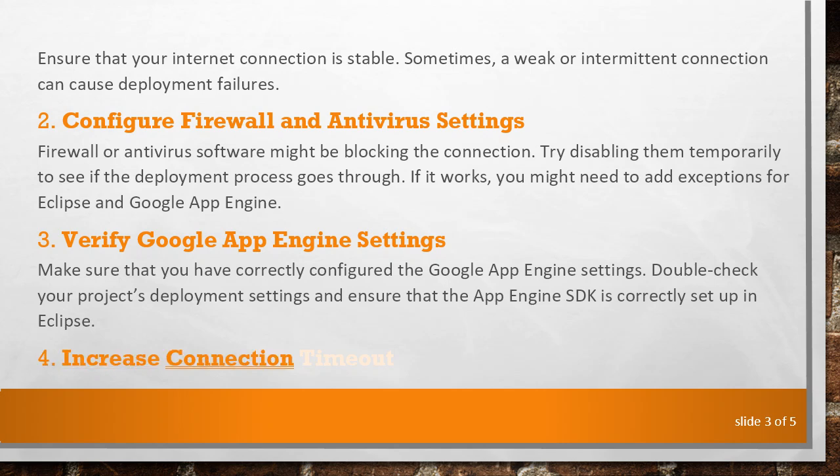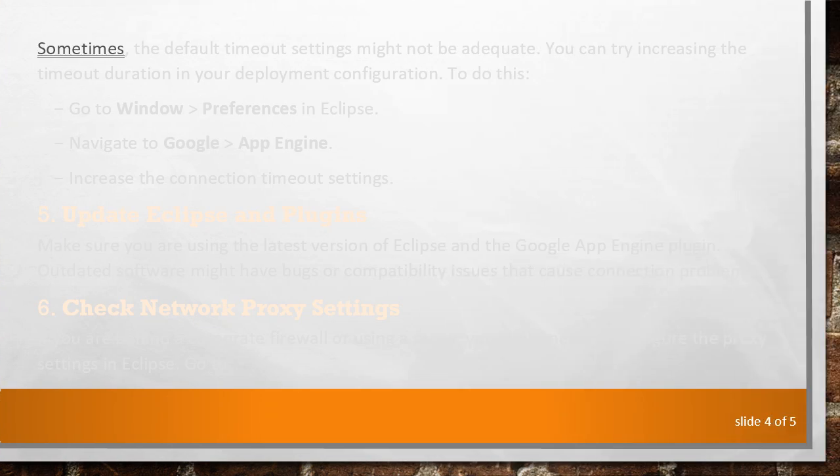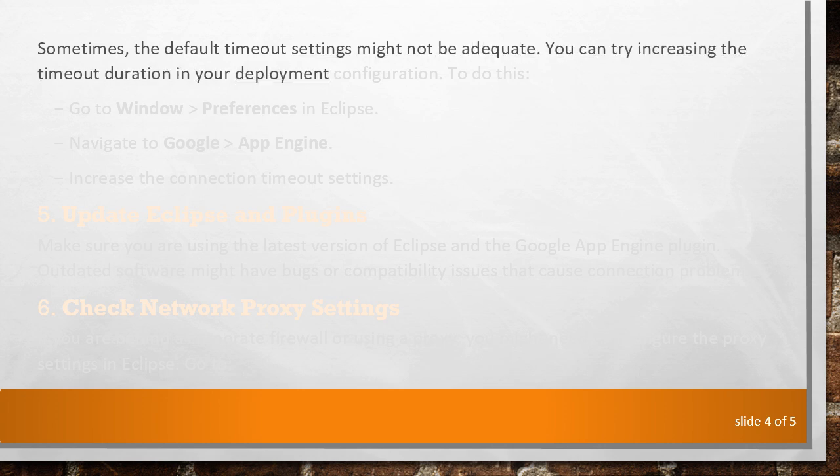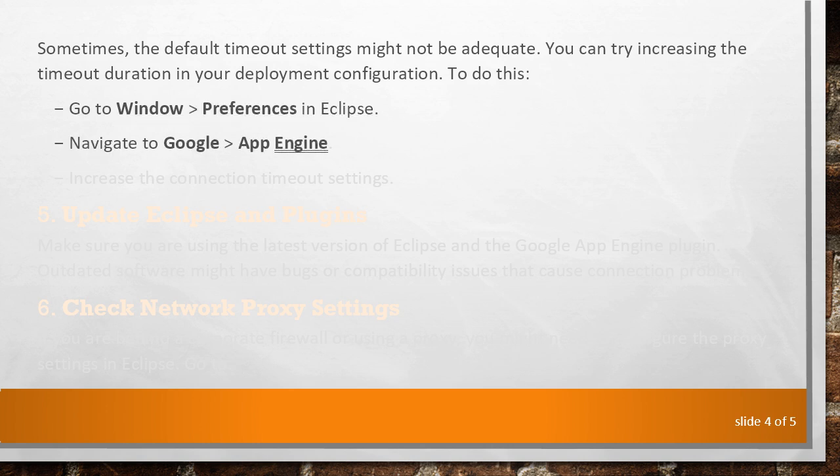4. Increase connection timeout. Sometimes, the default timeout settings might not be adequate. You can try increasing the timeout duration in your deployment configuration. To do this, go to Window Preferences in Eclipse. Navigate to Google App Engine. Increase the connection timeout settings.